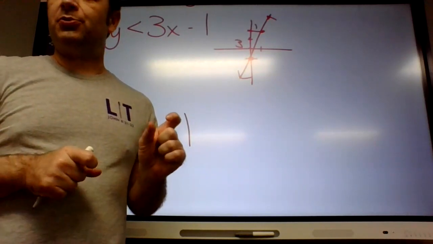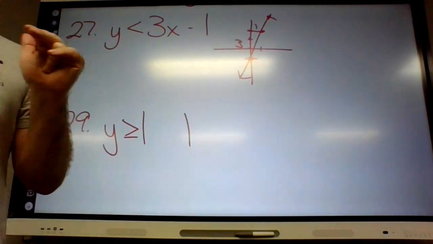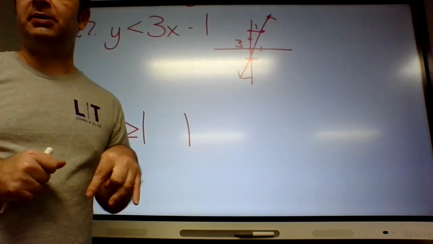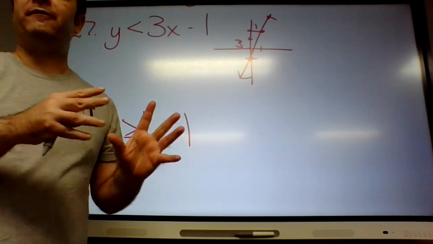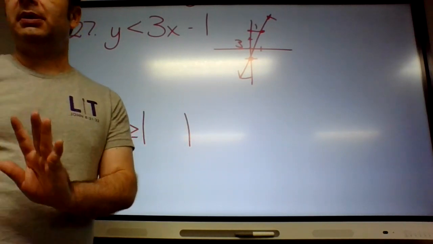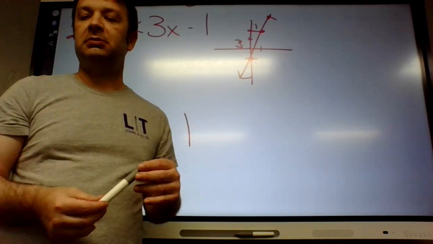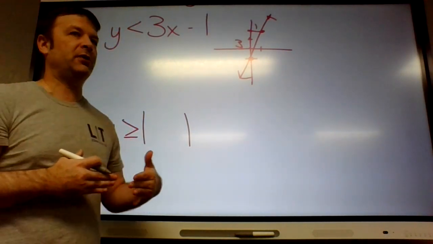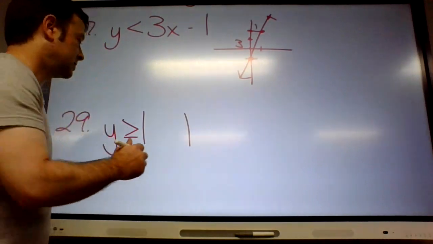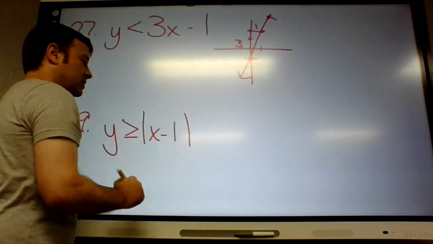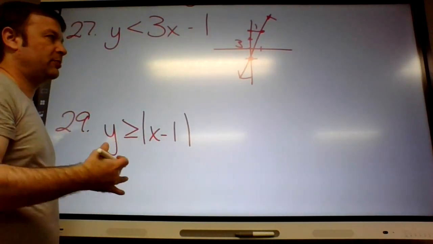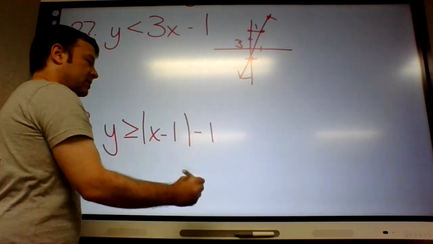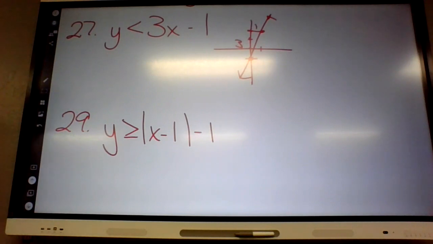The vertex on 29 is moved right 1 and down 1, right? So the whole graph must have shifted right 1 and down 1. You guys got it? So how do I move the graph to the right 1? X -1 on the inside. And then how do I move the graph down 1? -1 on the outside. So that would do it.